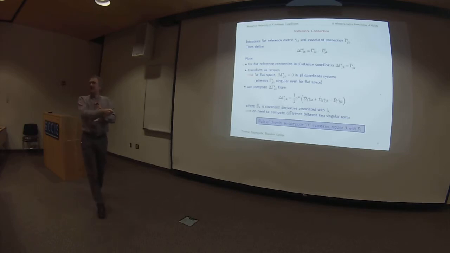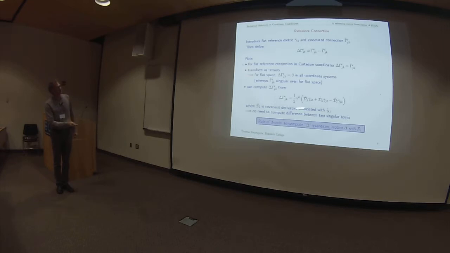And the answer is that's not how you compute these deltas. You compute them instead from this expression down here. The deltas are given by what looks like a Christoffel symbol, except now we're using the covariant derivative with respect to the reference metric. Now, we could prove this by actually writing out the terms and checking it in a pedestrian way, but there's also a much nicer way.